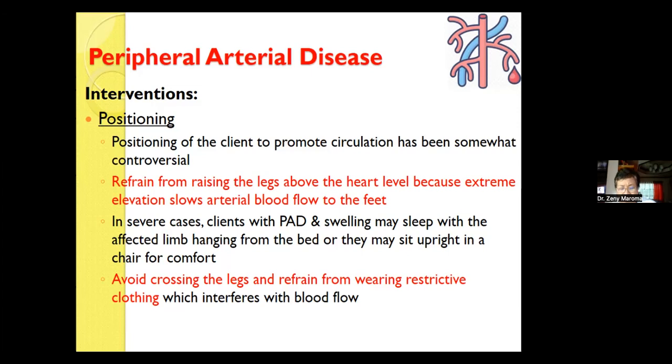Mag-dorsiflex, okay, plantar flexion, eversion to promote arterial flow to the feet. Hold the feet in its position for 30 seconds. Then lie quietly, supine, 5 minutes. Cover with a blanket to promote warmth. Okay, to be effective daw, kailangan 4 to 6 cycles, 4 times a day.